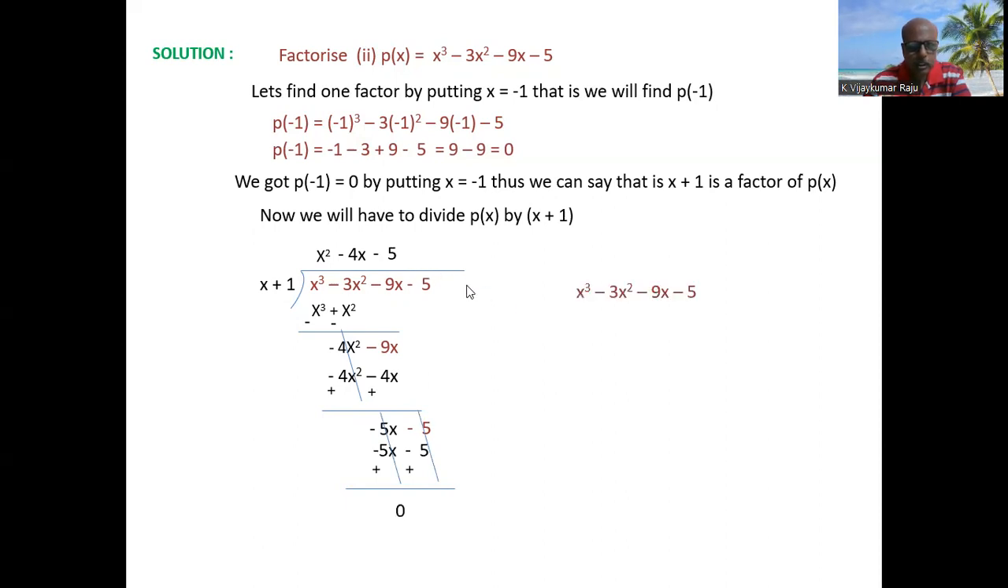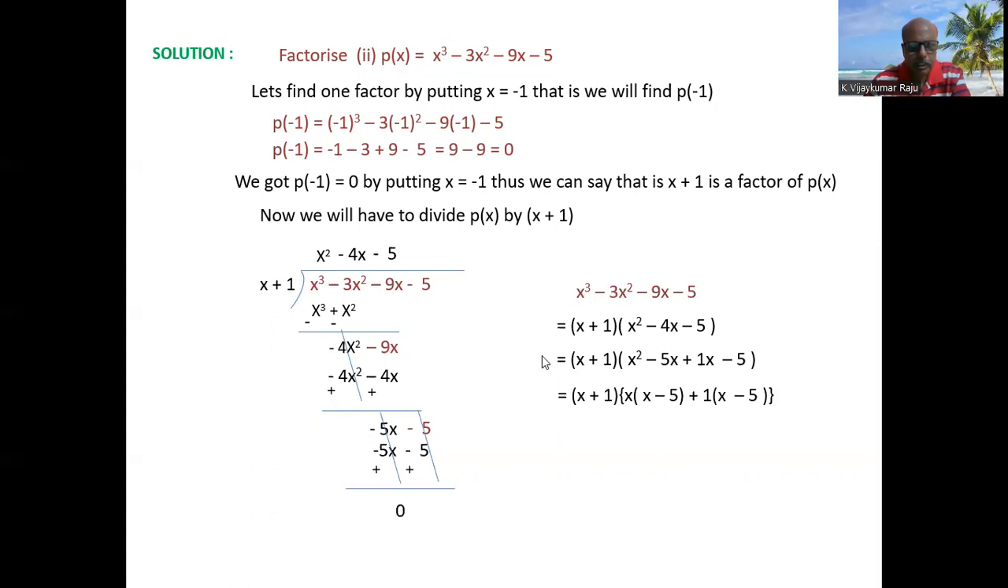You see here, x plus 1, x square minus 4x minus 5. Splitting the middle term: x square minus 5x plus x minus 5. Common x minus 5 into x plus 1, x plus 1 into x minus 5. This bracket is 2 times. You can also write it as x plus 1 whole square into x minus 5. Now, I think that's done.